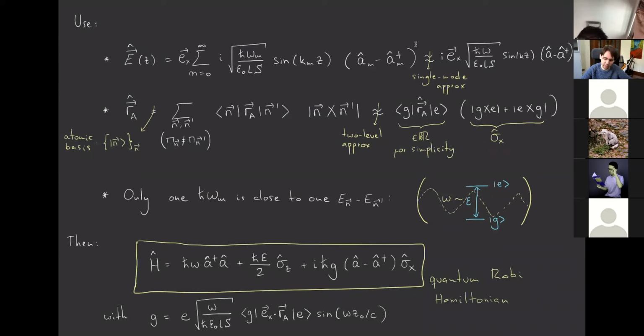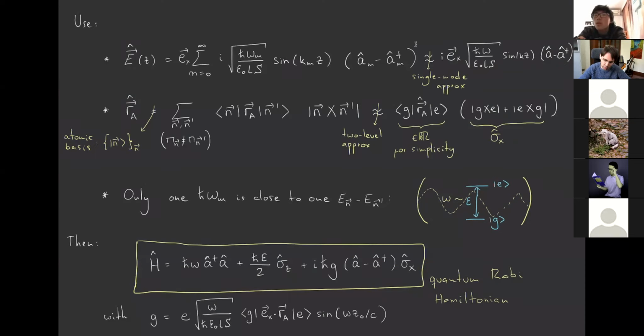Then if this is the situation, the light-matter interaction simplifies to this relatively simple Hamiltonian in which we have only the free motion of our harmonic oscillator, our optical mode, then the free motion of the atom with sigma z, and then we have an interaction of the type A minus A dagger, so the P quadrature interacting with sigma x. And this model is called the quantum Rabi model, okay?